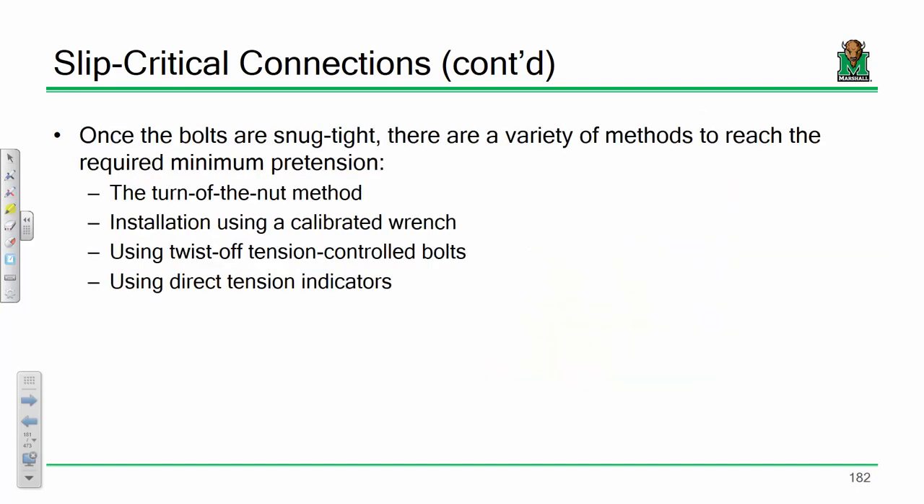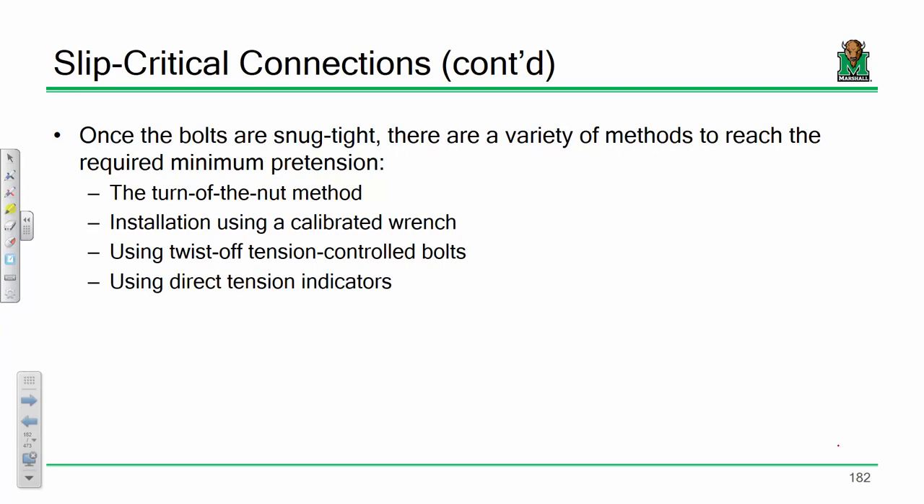Now how do you get the bolts pre-tensioned to a predictable amount of force so that we can actually assume that friction is going to contribute to the strength of the connection? Well, there's a few different ways of doing that. I would argue that the simplest method, probably the most labor intensive, but the most common, is the turn of the nut method.